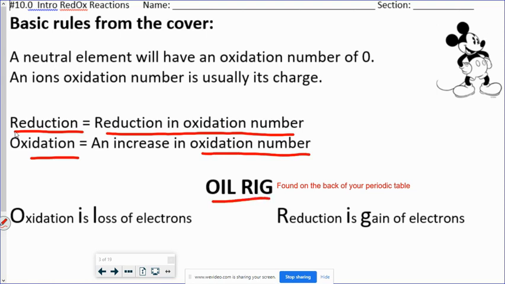This is also on your unit pack cover and also on your periodic table, the whole thing called OIL RIG, where oxidation is the loss of electrons and reduction is the gain of electrons. Remember, electrons are negatively charged. So if you're adding on electrons, you're gaining some negative charge.